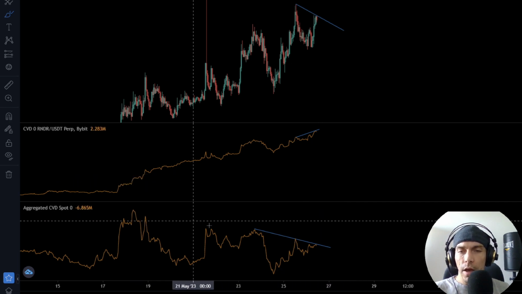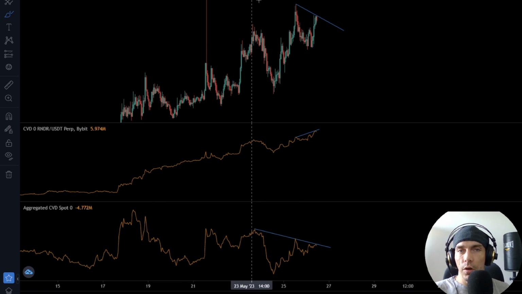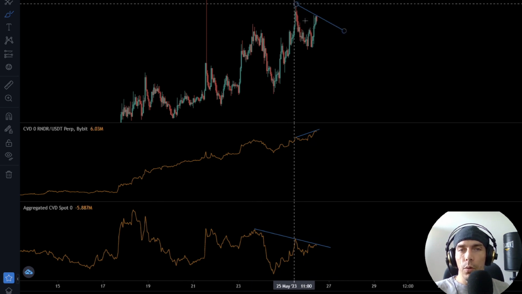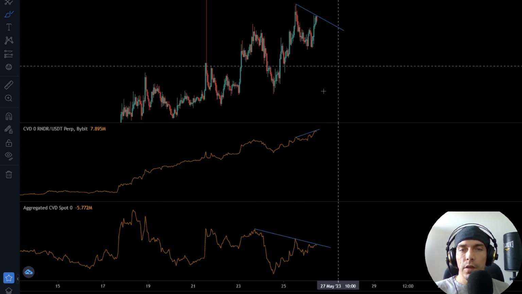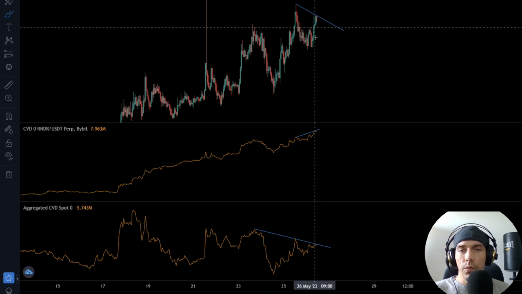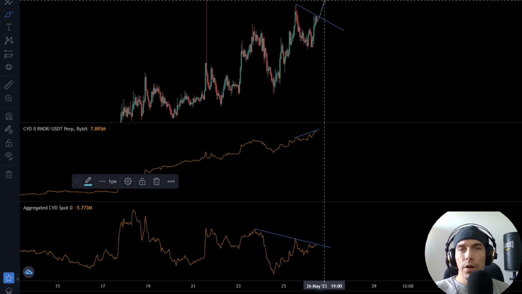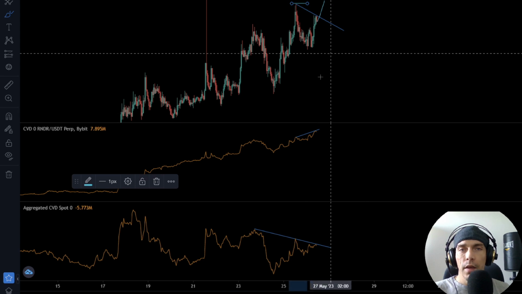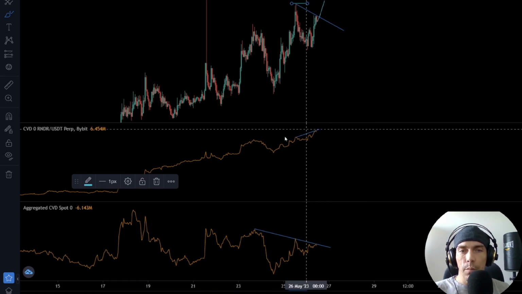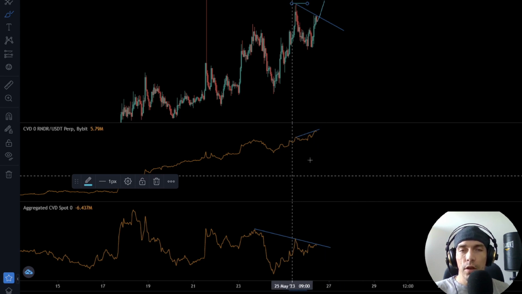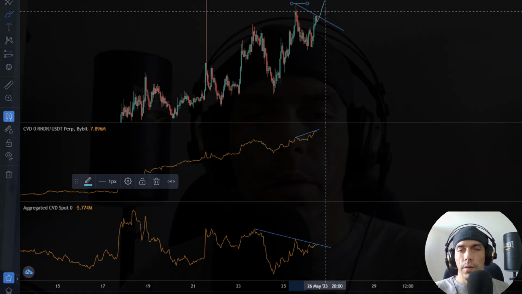But it could also be a sign of weakness that the market is starting to show here before looking for a move to the downside. Obviously, we need to wait for this to confirm, because in reality, if price does move up above this high here, this would invalidate this bearish divergence that we've got here. So we need to keep an eye on that.